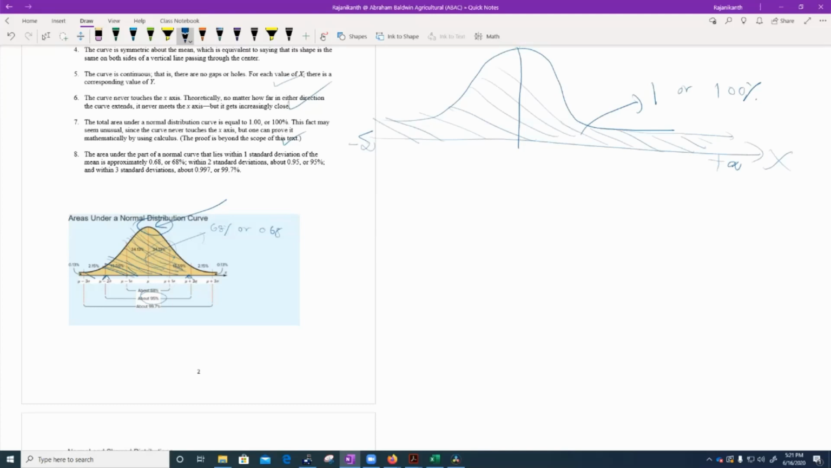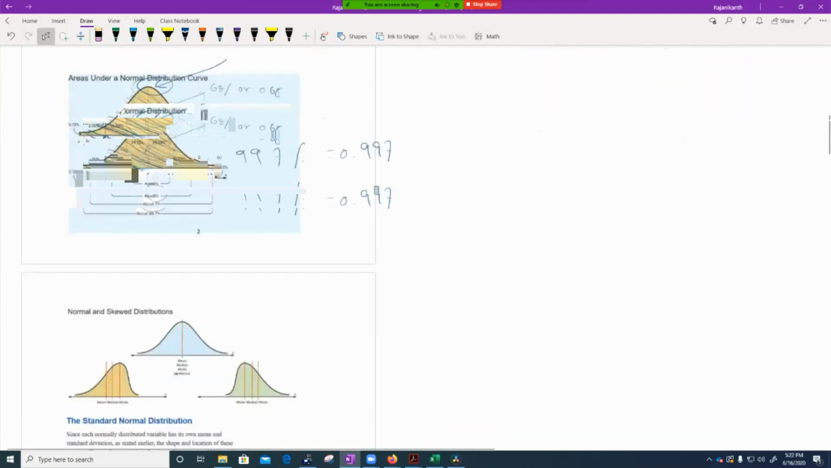Finally, if you look at the area of the region within three standard deviations, that is mu minus 3 sigma to mu plus 3 sigma, it is almost 99.7%. That means 0.997, right? Very close to 1. That means you can roughly approximate the area between mu minus 3 sigma and mu plus 3 sigma as always 0.997. Okay, so this is a rough idea of the theoretical properties of the normal distribution curve.